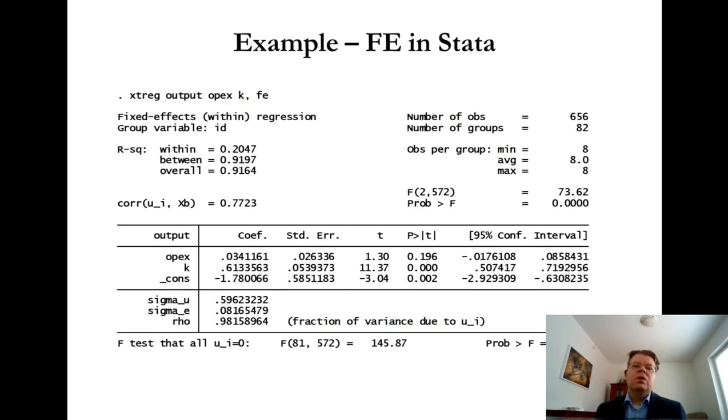But because Stata also needs to calculate the standard deviation, sigma u, it also has to normalize those ui so that the sum of ui is equal to zero. So most likely that's the normalization used to get this coefficient. But this constant term is not usually so interesting in the fixed effects model because you cannot really distinguish it from those firm specific effects.